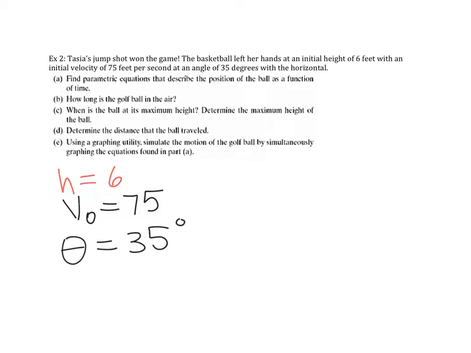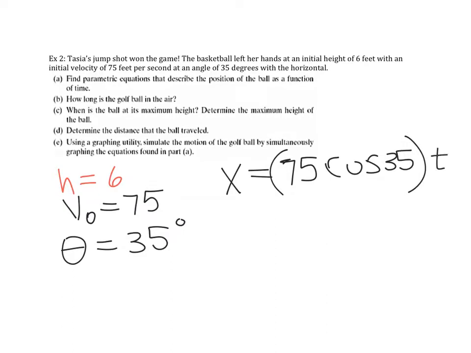Okay, so our parametric equations would be the distance traveled in the horizontal would be distance equals rate. So we take the initial velocity times the x component, which would be cosine of 35 degrees. So that's our rate in the horizontal direction times time. And I'm just going to get an approximate here. That is approximately 61.4 t. That's the first parametric equation.